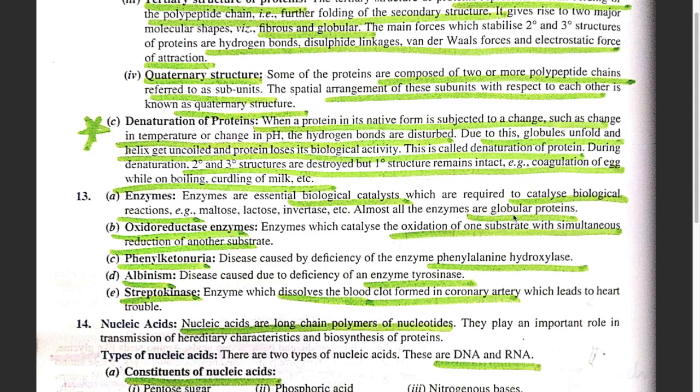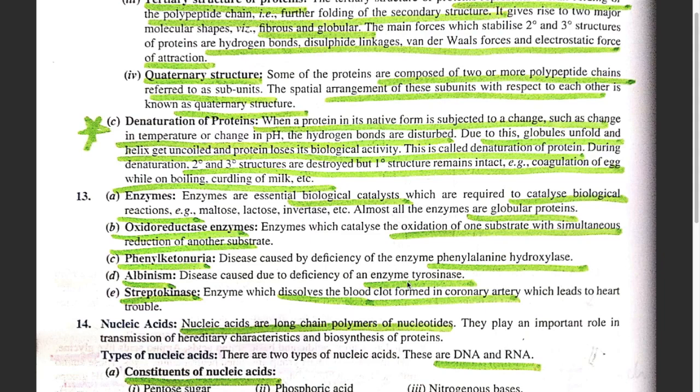Enzymes, you have to remember, are a globular type of protein. Let us see a few examples of enzymes and their roles. Oxidoreductase enzymes are the ones which catalyze the oxidation of one substrate with simultaneous reduction of another substrate. Phenylketonuria is a disease which is caused by the deficiency of the enzyme phenylalanine hydroxylase. When this enzyme becomes deficient, it causes a disease called phenylketonuria, PKU.